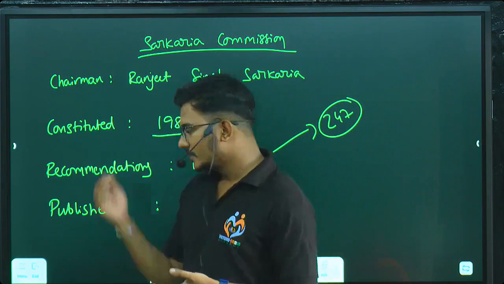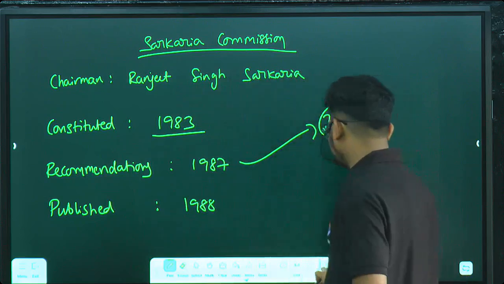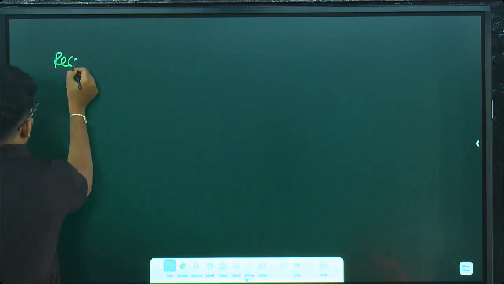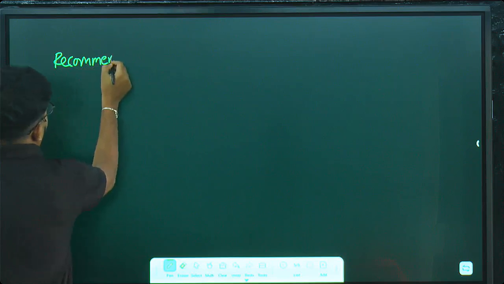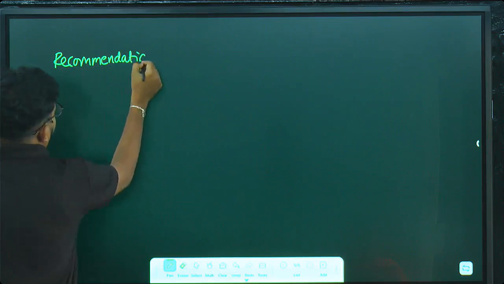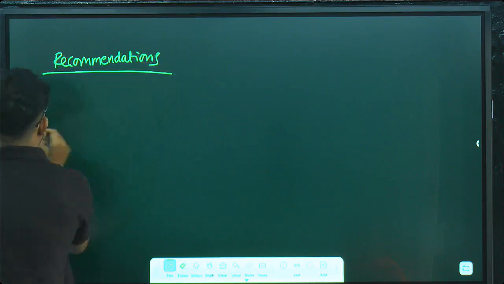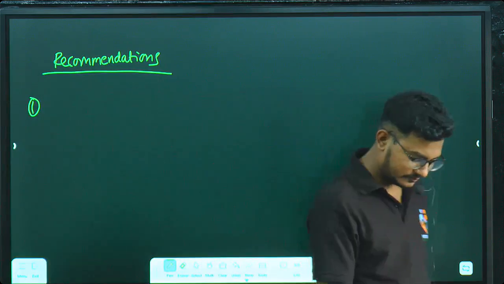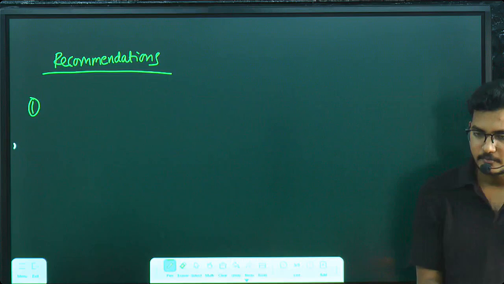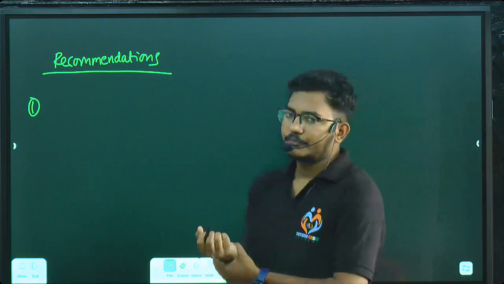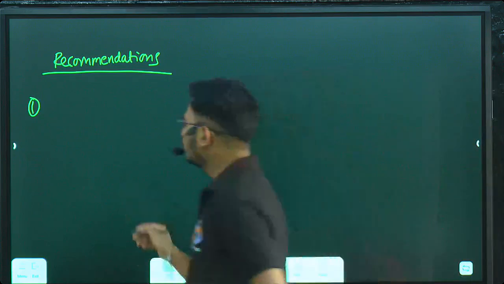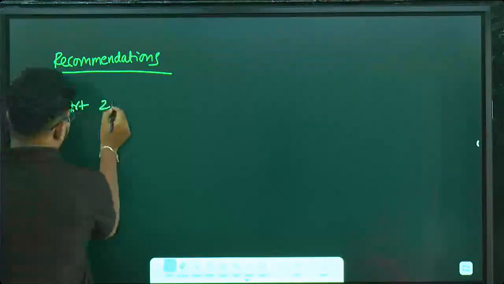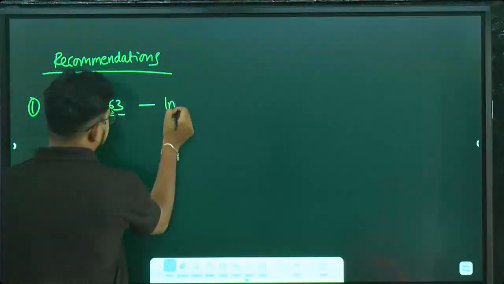Okay. So keep a heading as recommendations. Recommendations. Okay. So the first one will be Article 263, which is the Interstate Council.